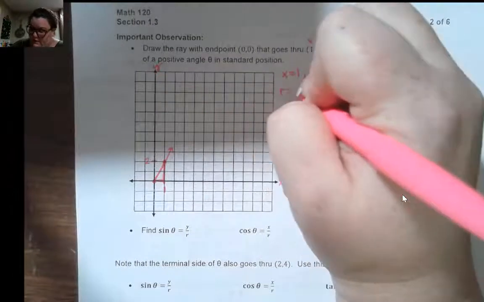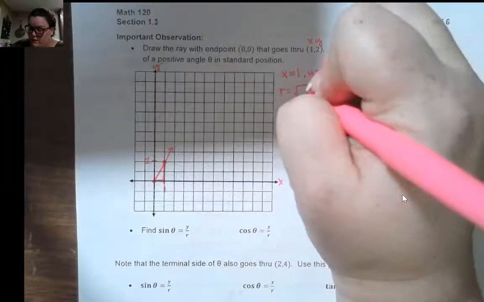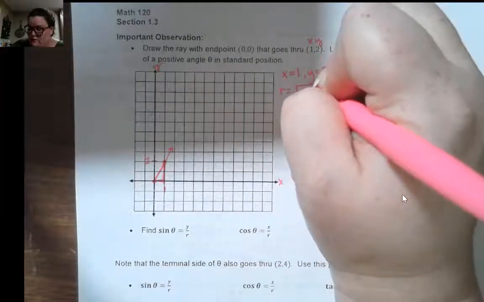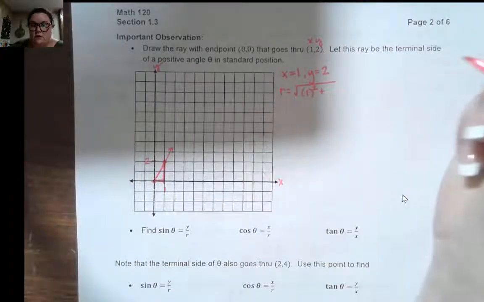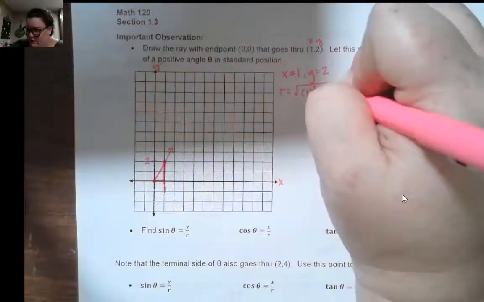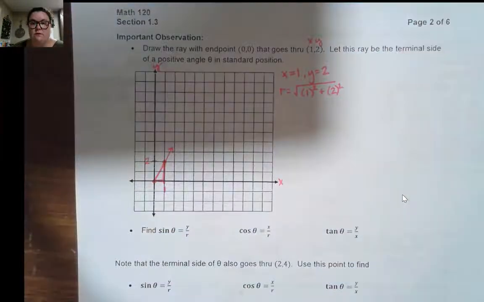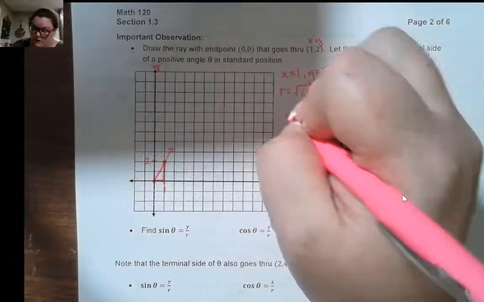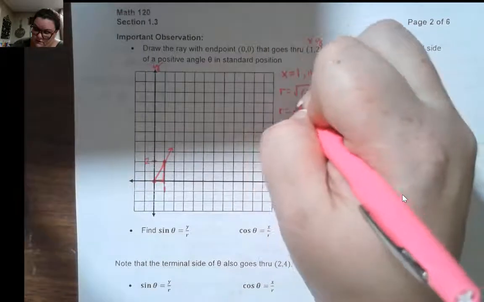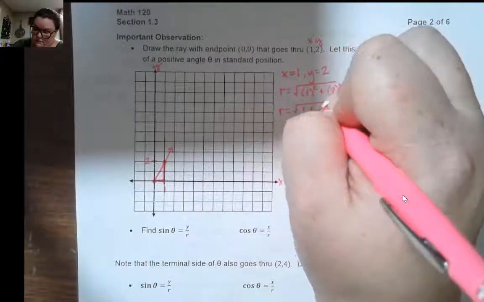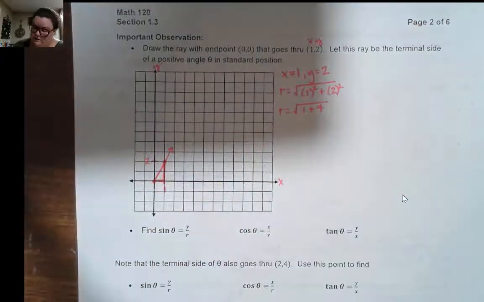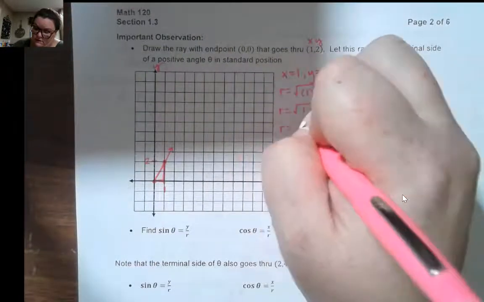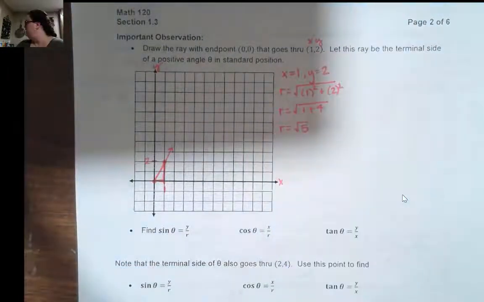So I'm going to go ahead and say r is the square root of my x value squared, which is 1 squared, plus my y value squared, which is 2 squared. Okay, and then I'm just going to simplify this to see what it comes out to. So this means r is equal to the square root of 1 plus 4. So that means that r is the square root of 5.